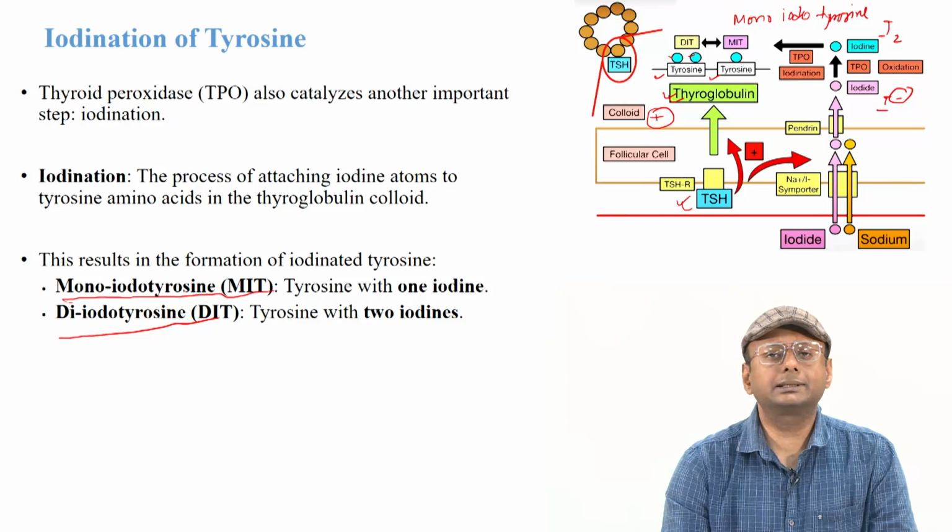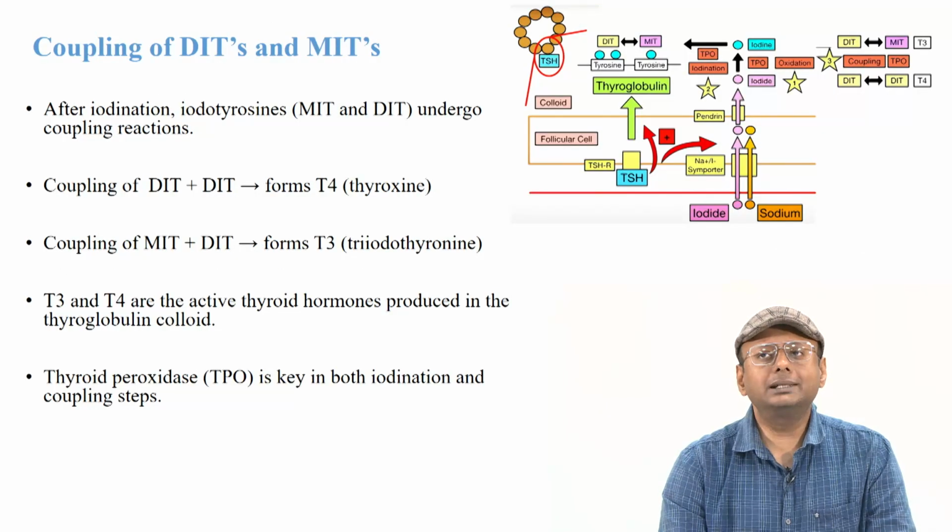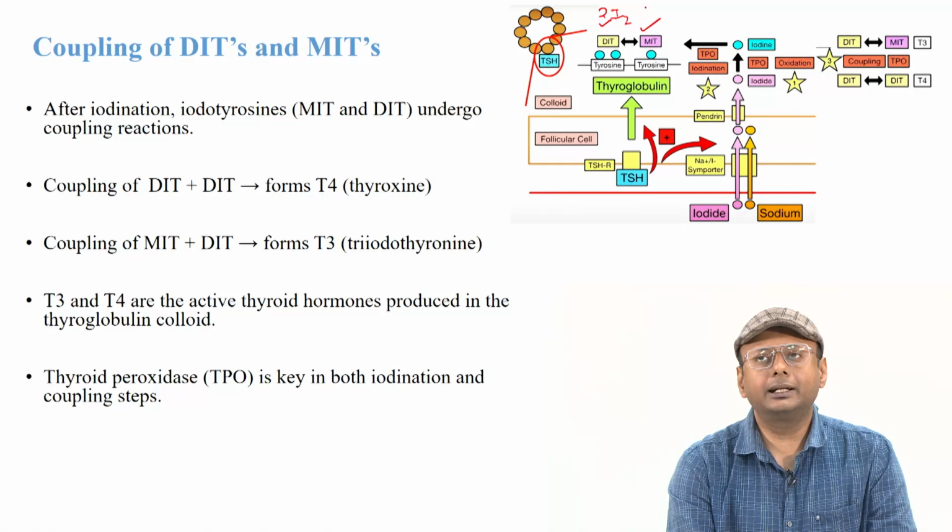Now let's see what is the next step. So once this DIT and MIT, or the iodination, happens, we now have DIT and MIT. In case of DIT, how many iodine are there? Two. In case of MIT, how many iodine are there?